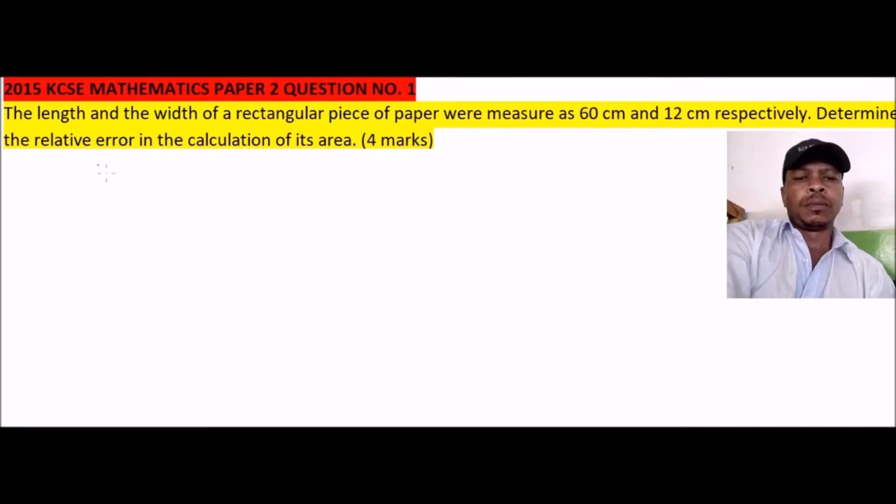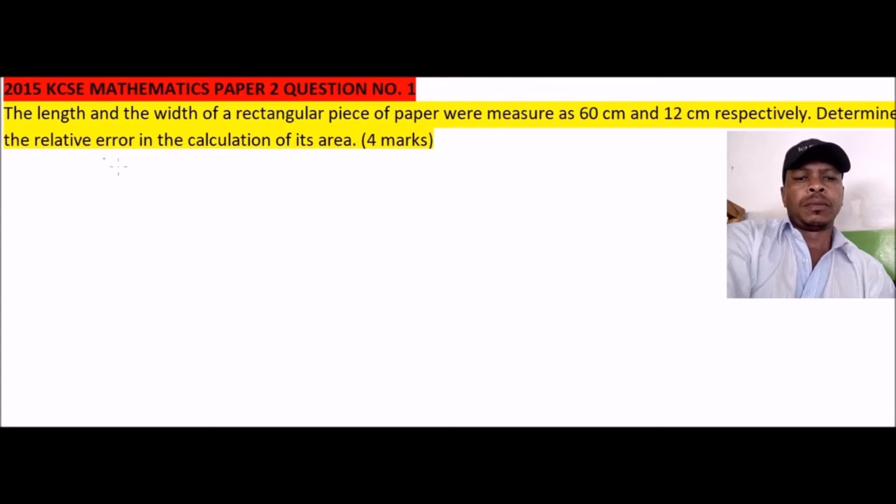This question ni kutoka approximation and errors. Hii topic inakuanga ya form 3, topic 2. KCSE syllabus. Swali yangu inasema, 2015 KCSE Mathematics paper 2 question number 1. Na inasema the length and the width of a rectangular piece of paper were measured 60 cm and 12 cm respectively. Determine the relative error in the calculation of its area, and it is worth 4 marks.